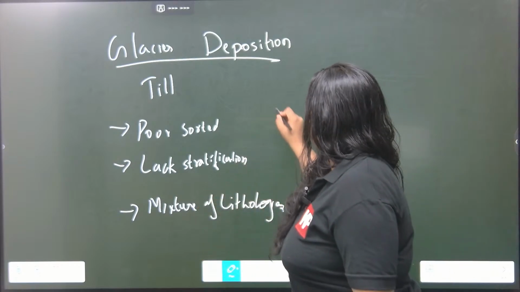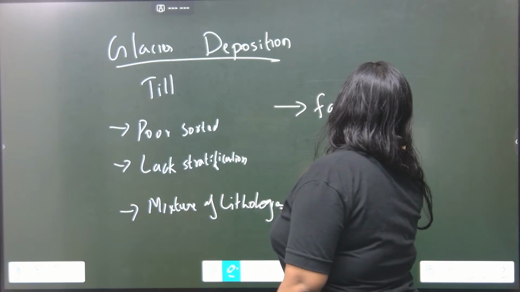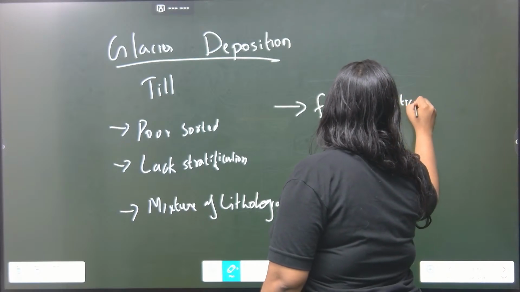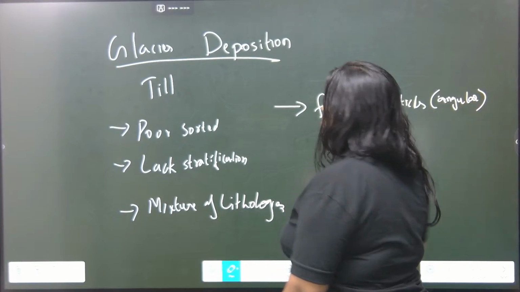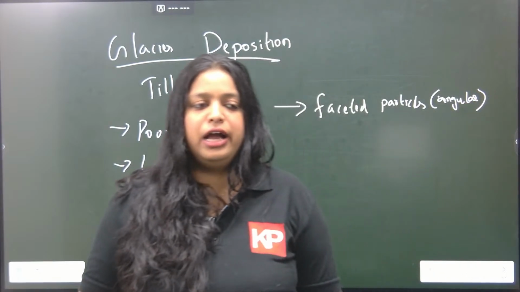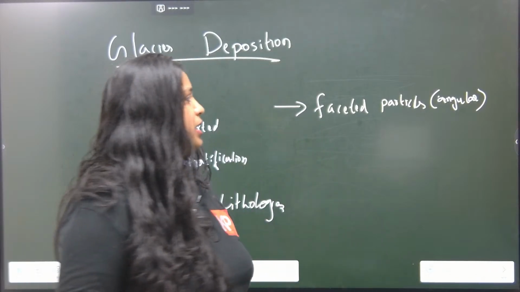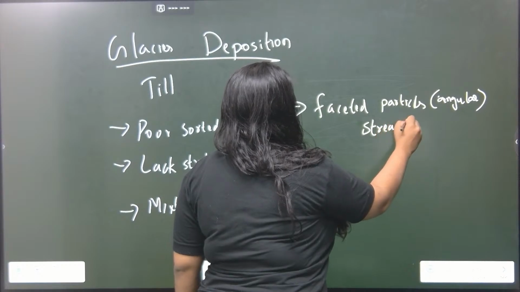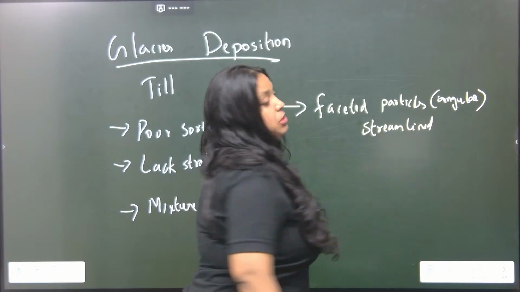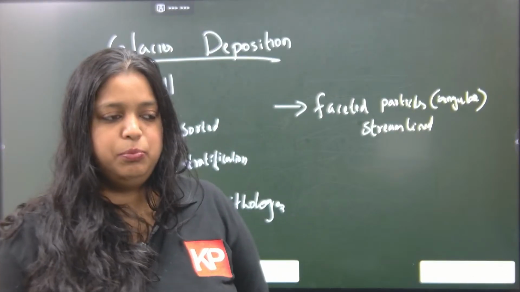Then we mainly get faceted or angular particles. Faceted angular particles are very common, and these faceted particles will be streamlined. Streamlined faceted particles are very common in the till deposition.